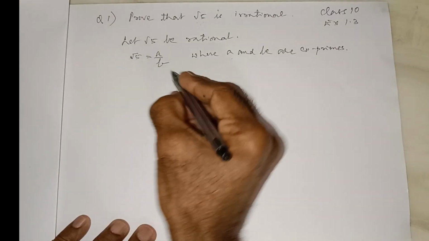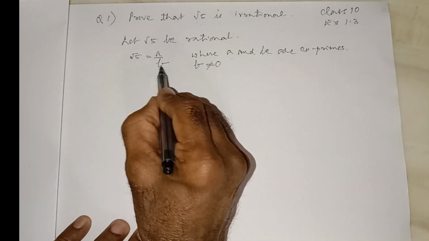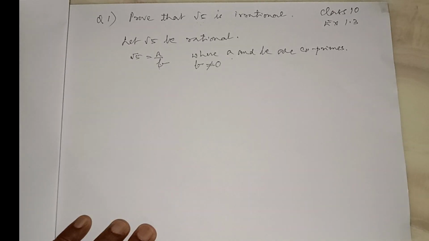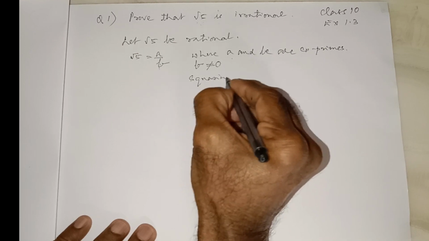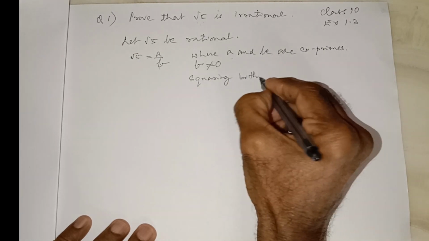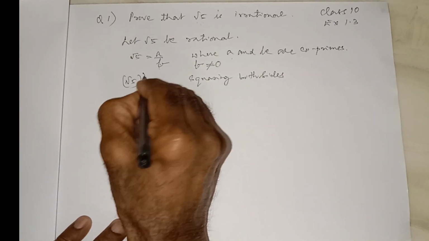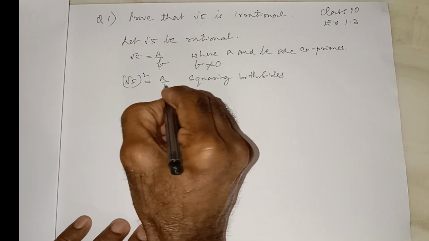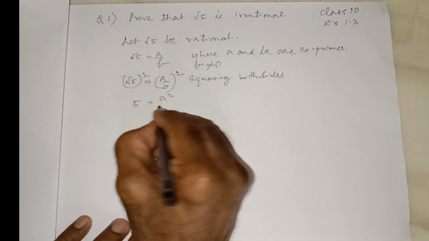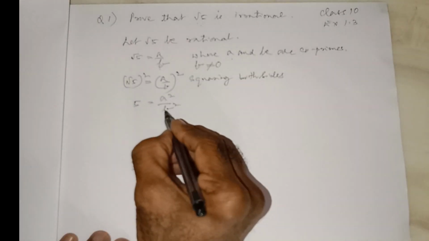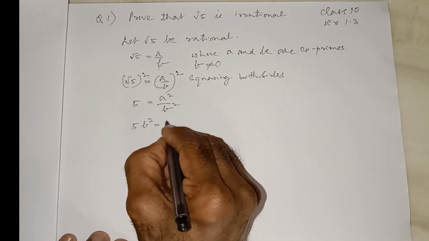What we do, we have one more condition here. B should not be equal to 0. If it is 0, then it is undefined. Now, we'll square both sides. Squaring both sides, that is root 5 whole square and a by b whole square. Root 5 whole square becomes 5, and here it is a square by b square. We transfer b square to the LHS. It becomes 5b square equals a square.